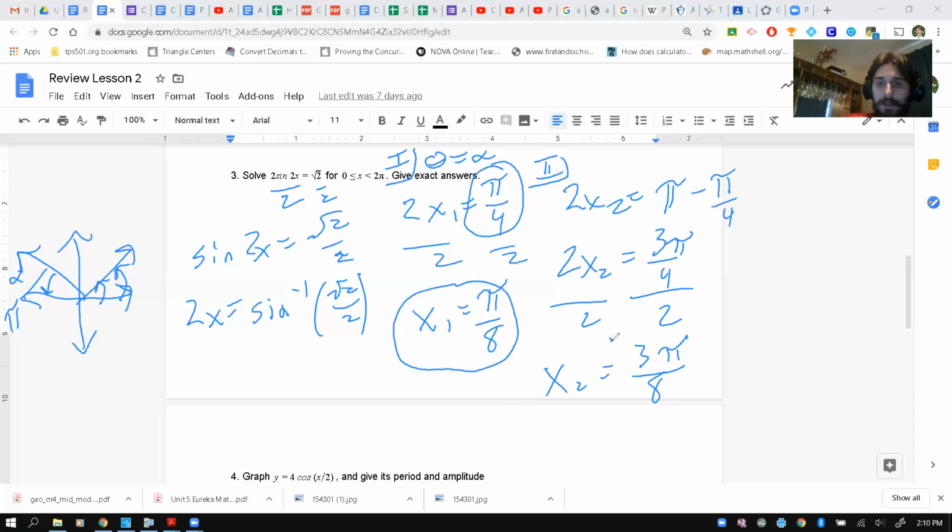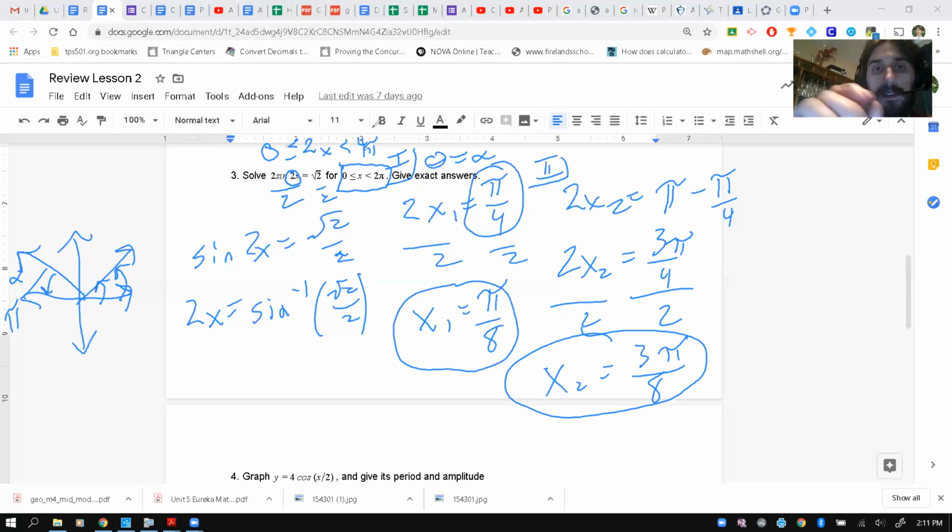Okay, now what makes this problem a little bit more difficult than the previous problem is you're not done. There are 2 more answers because the question told us to find the answers between 0 to 2 pi for x. But since we're taking the sine of 2x, then we're really trying to find the angles between 0 and 4 pi for 2x. Right? If I multiply this by 2 to make 2x, 0 times 2 is 0. 2 pi times 2 is 4 pi. So I want to find all the answers between 0 to 4 pi.